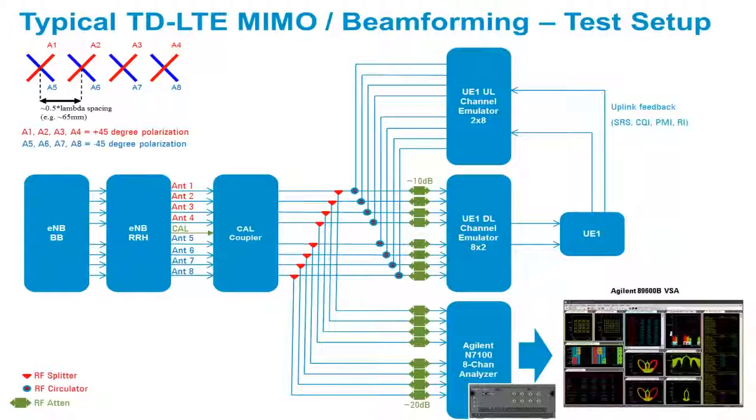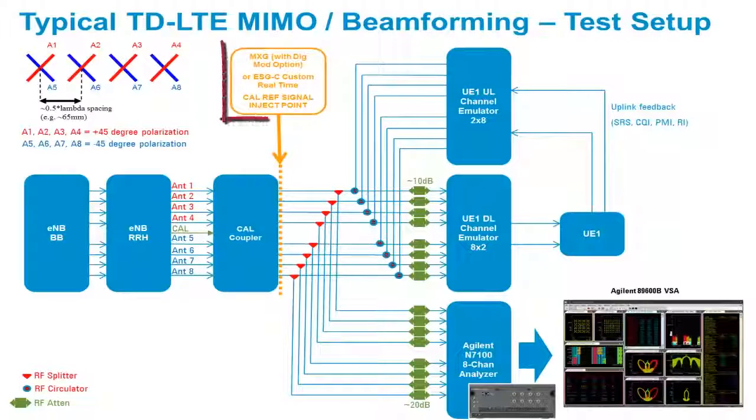The Agilent 89600 VSA software provides an easy-to-use N7100 correction wizard. This can be used along with an Agilent MXG or ESG-C calibration signal source in order to correct for all the RF cabling and connectors used within the measurement setup. This allows direct, corrected measurements of your 8 RF antenna beamforming performance.